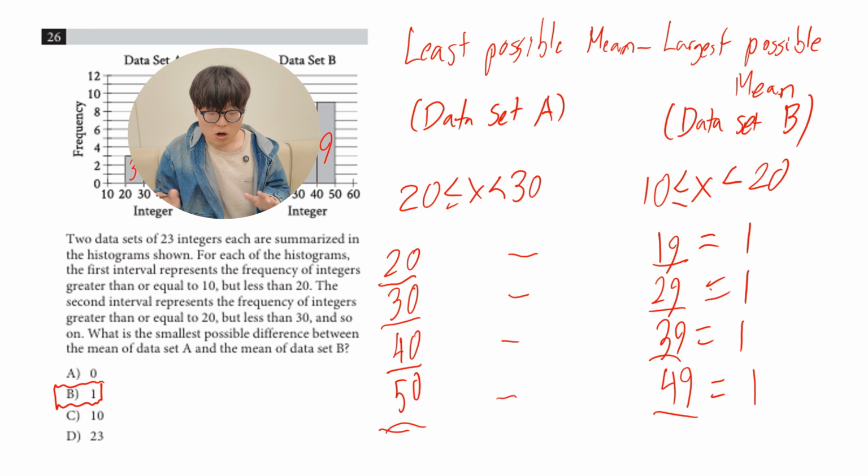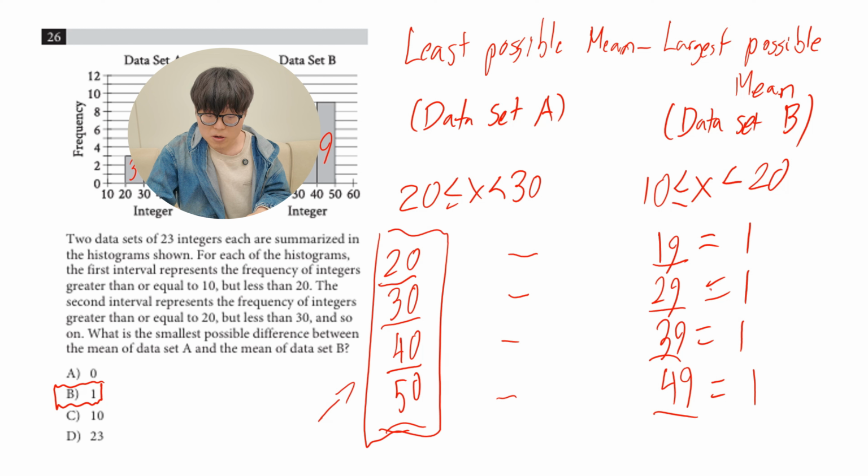You see, all we need to know is the principle of how to find the mean averages, but we don't actually have to calculate the mean averages for the different scenarios. We just need to know that to get the least possible mean from dataset A, we just have to use the smallest possible number of the bars here. And to find the largest possible mean of dataset B, we just have to pick the largest possible value of the respective bars to approach this question.